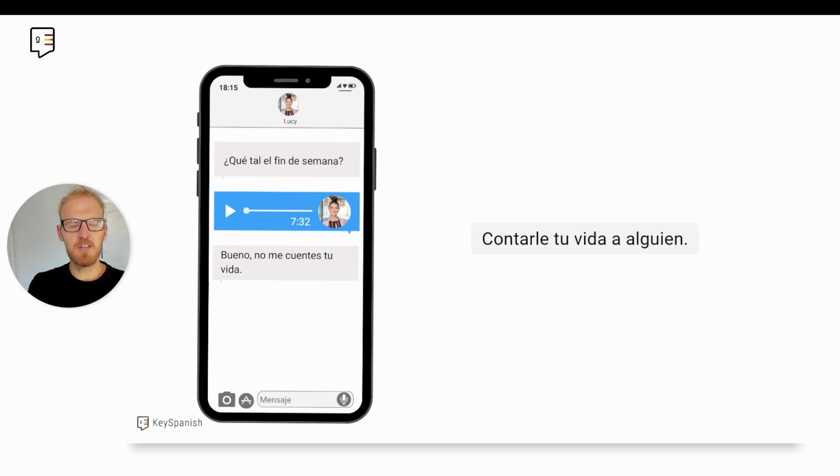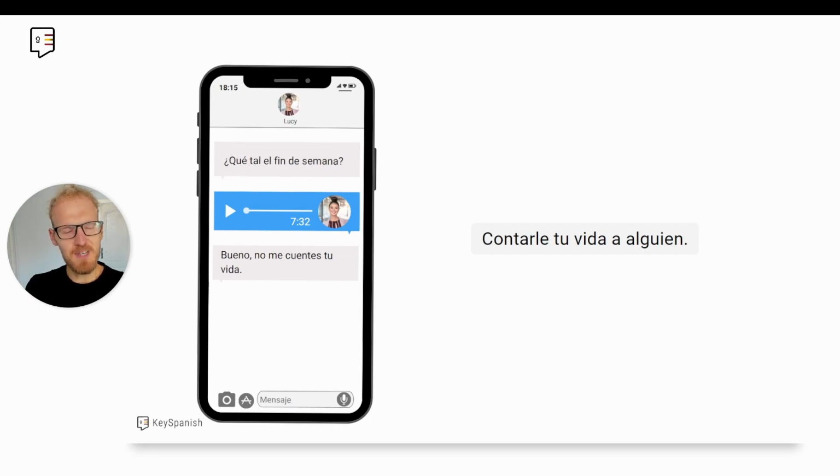And this expression, contarle tu vida a alguien, is when you just talk too much about something. There's too much detail, too much that you are saying that's unnecessary, maybe, right? So when you talk excessively, you can tell someone, no me cuentes tu vida. Don't tell me all about your life, okay? Just keep it simple, right? Keep it to one or two pieces of information.